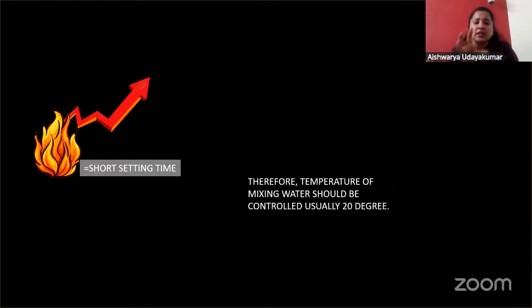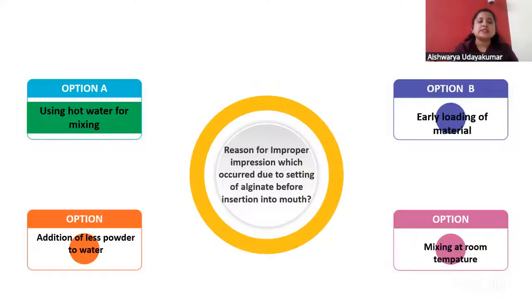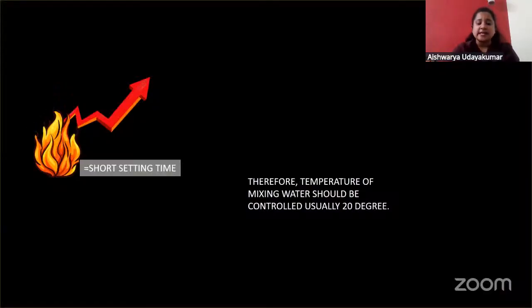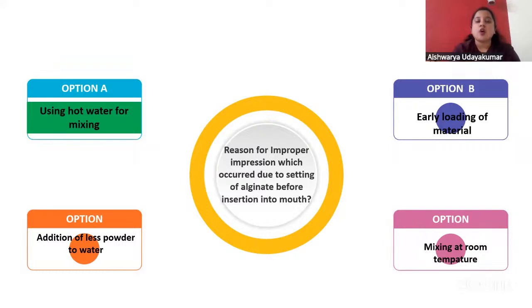When you do alginate mixing, you should always see that it is controlled around 20 degrees. And here we see that the temperature can be an issue. So obviously using hot water means increasing the temperature. That means a shorter setting time. So using hot water for mixing is the answer.